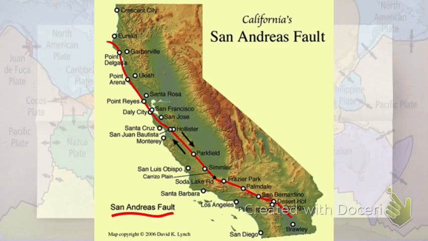This is showing the transform boundary there at the San Andreas Fault. This crust down here, let's say Los Angeles, is moving north, and San Francisco is moving south. At some point, the two are going to be next to each other, believe it or not. Be a couple hundred million years, probably.